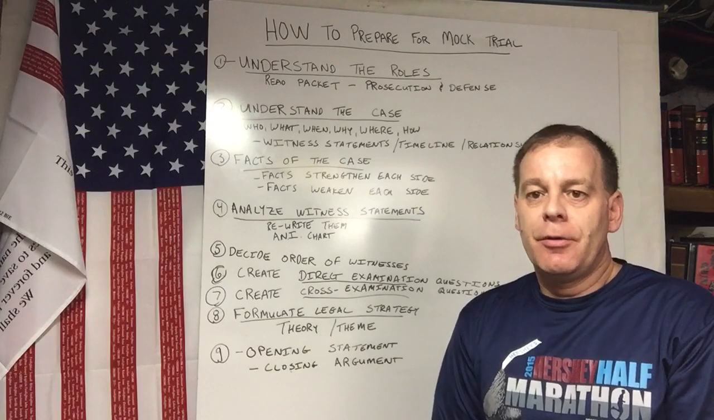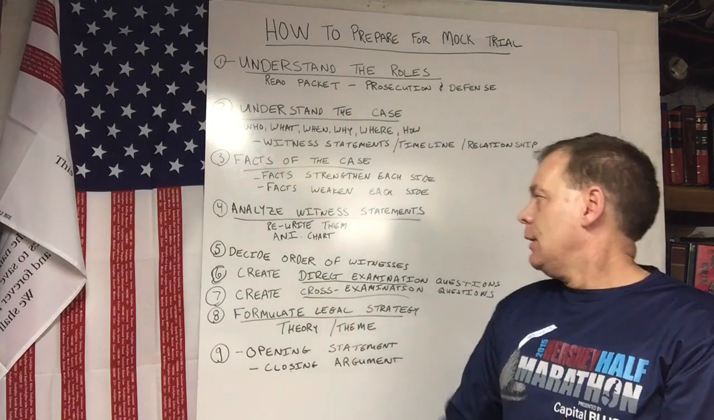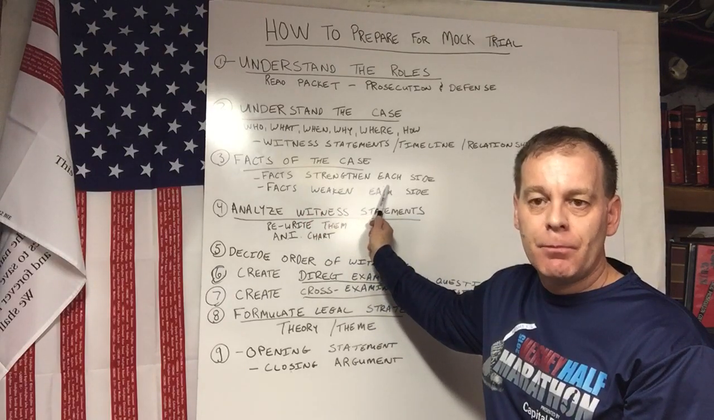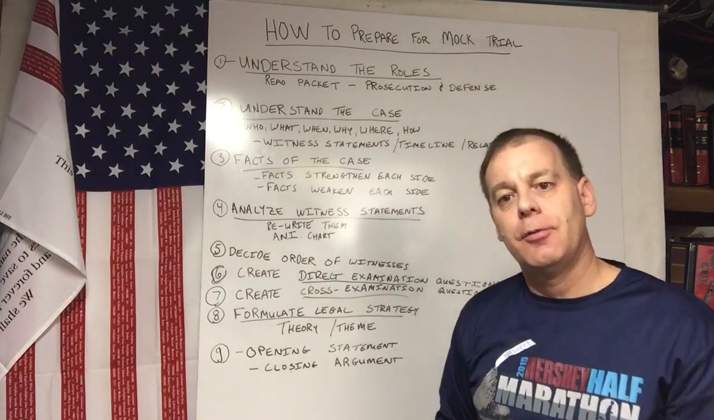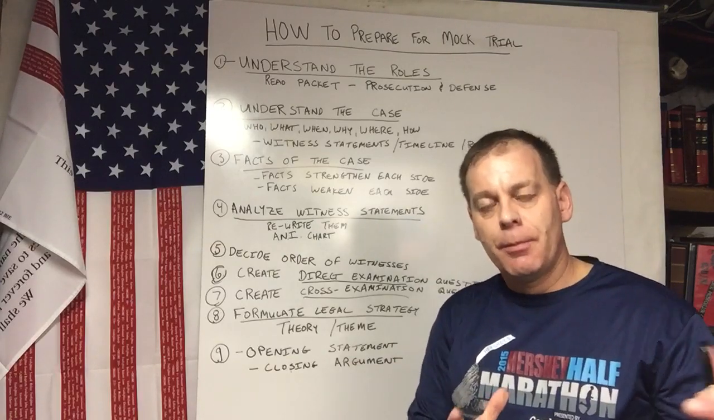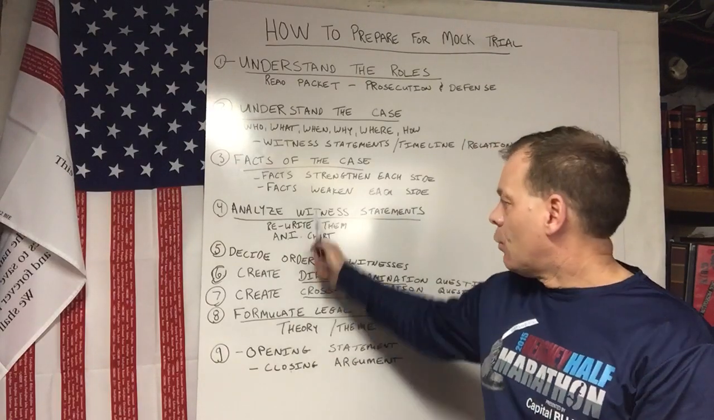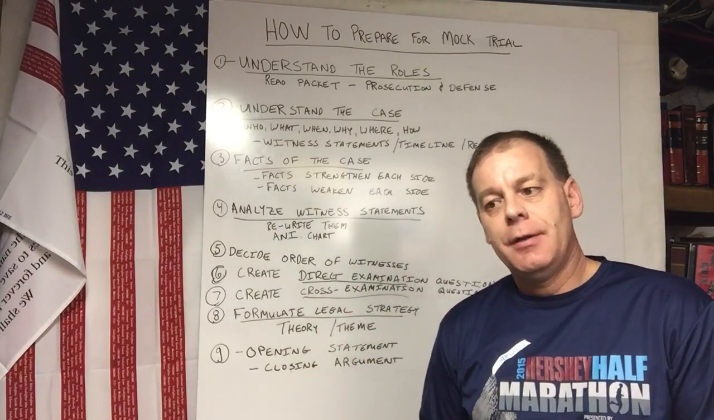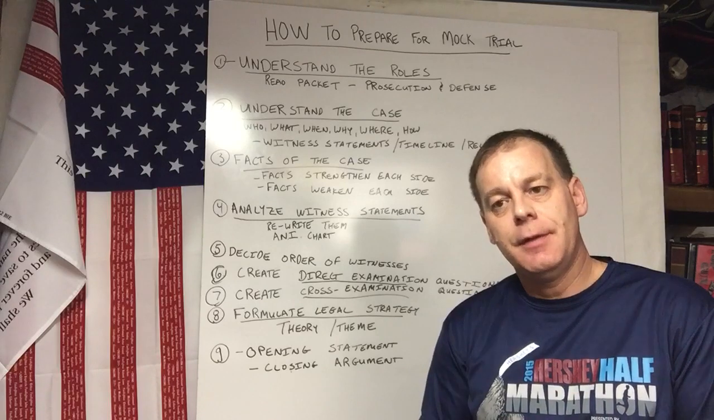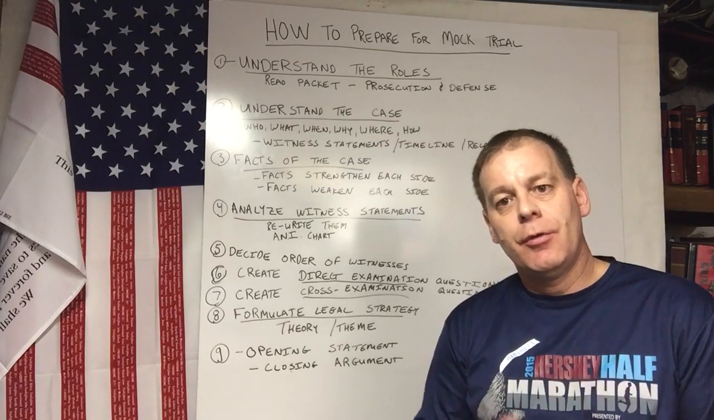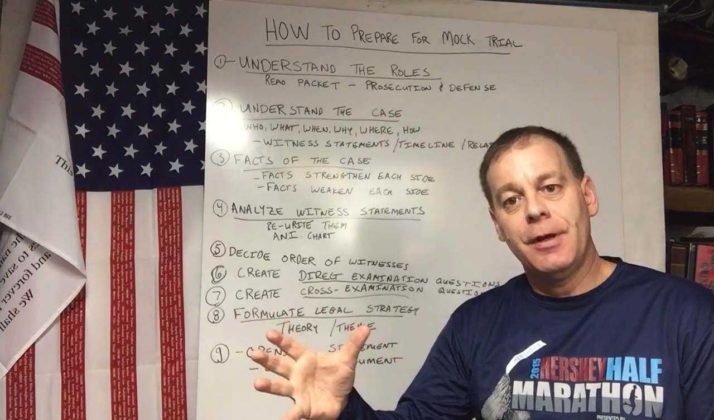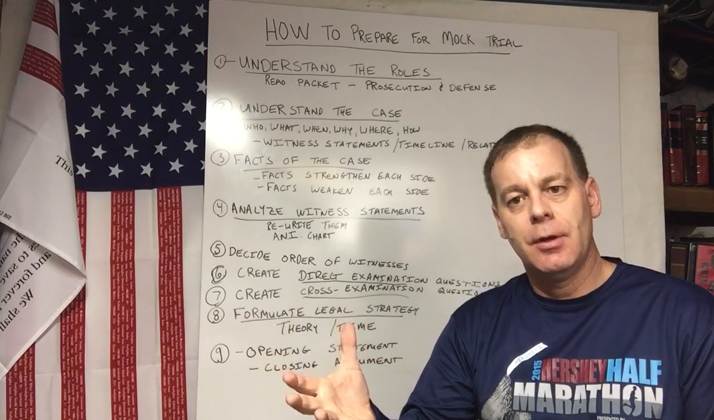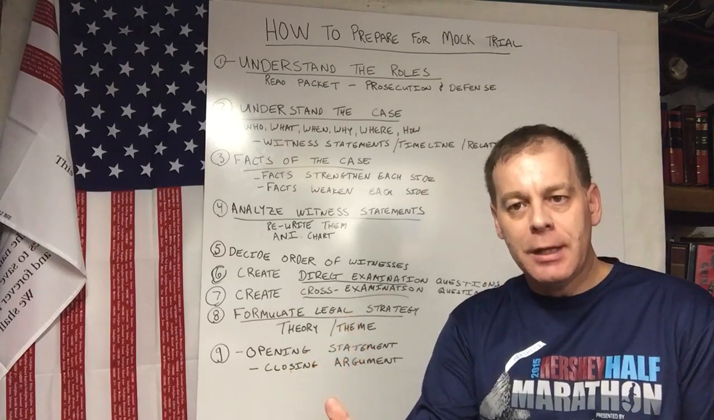A big thing that you need to know is the facts of the case. You need to know which facts strengthen each side. So which facts in this packet support the prosecution as they're trying to prove that someone broke the law, and then which facts weaken each side. Are there facts that weaken the prosecution's case that somebody committed murder? The reverse would be which facts support the defense side. What are the facts in the packet that support the defense's case? And are there facts in the packet that weaken the defense's case?